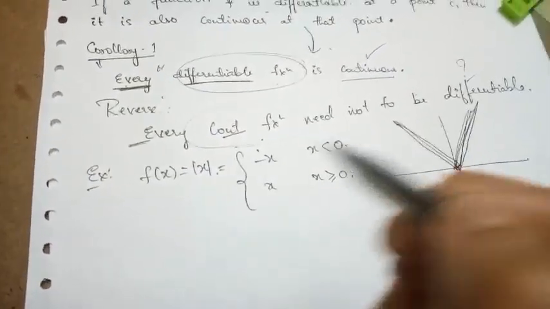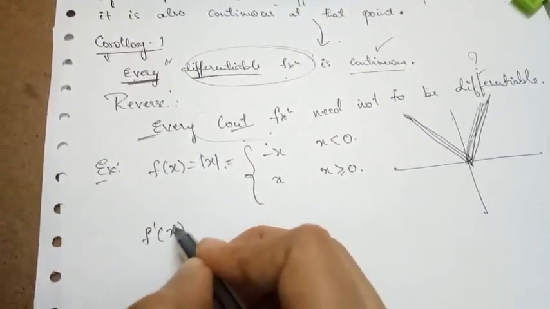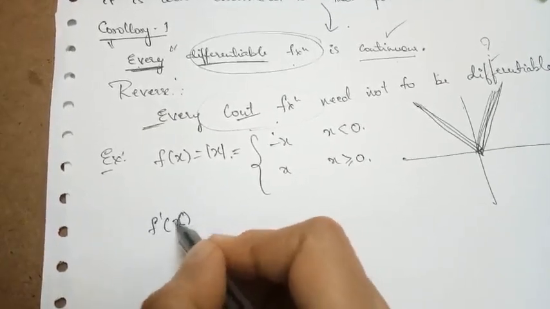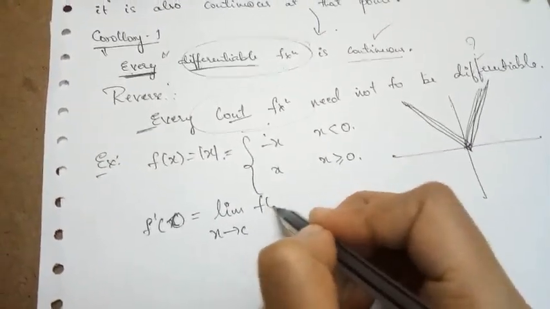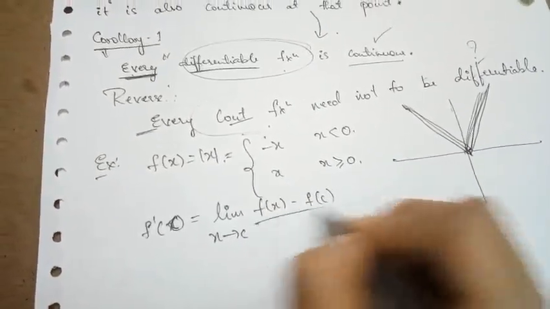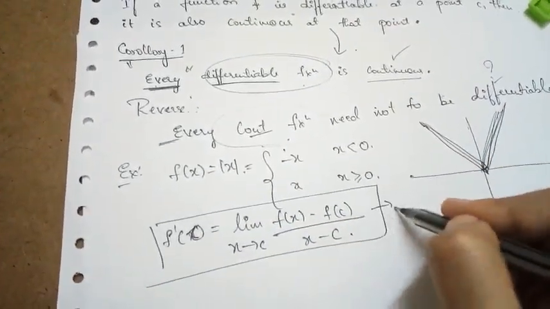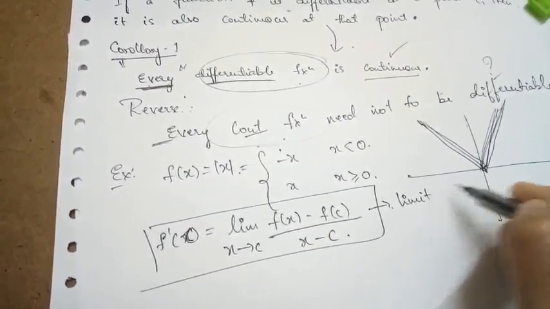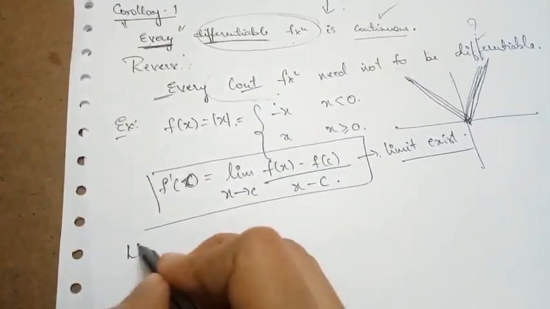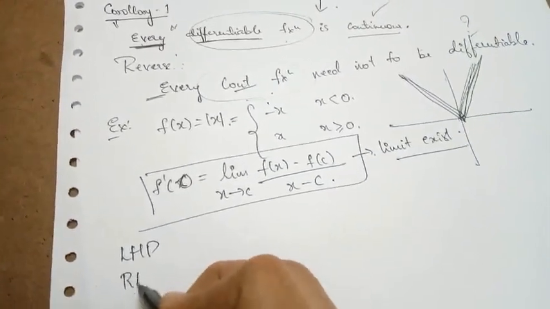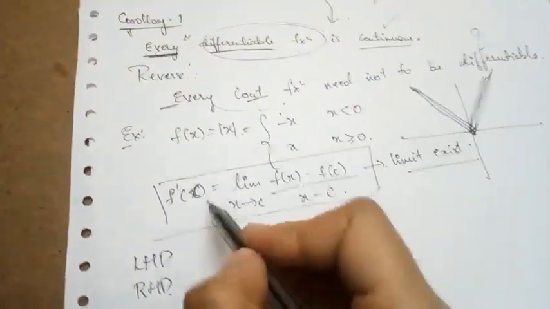What we have to check for differentiability, we have the formula, that is f dash of c is equal to limit x tending to c of f of x minus f of c divided by x minus c. So this is the formula to check whether the function is differentiable or not. If the limit exists, okay. To check whether the limit exists or not, I have to find the left hand derivative and right hand derivative.